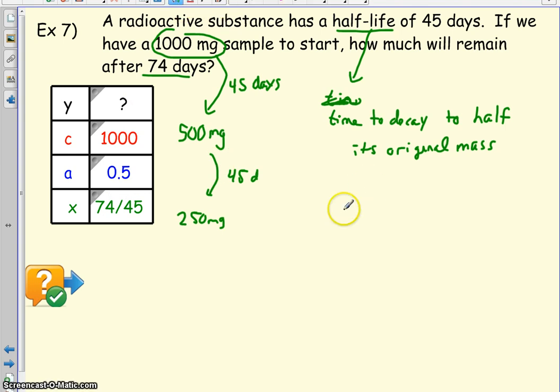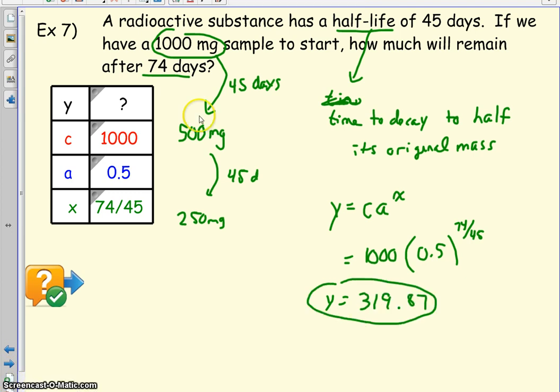Okay, so we can now start creating our equation. Remember, y equals c times a to the x. So y is unknown. We're going to start off with 1,000 milligrams. Our base is going to be 0.5, and our exponent is going to be 74 over 45. So we can run all that through our calculator and hopefully wind up with an answer that makes sense. Okay, so run this through. Let's see what we get. Okay, you should have about 319.87 or 319.9 milligrams.